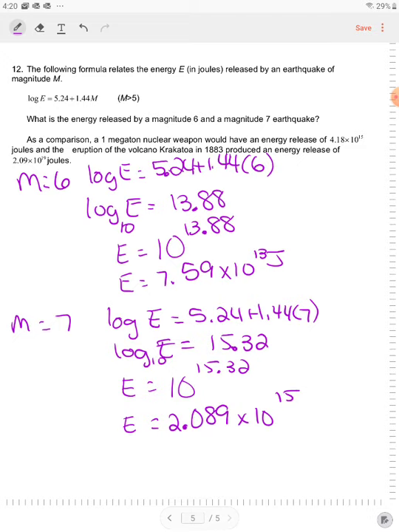So you can see when we're talking about a magnitude for an earthquake, even though the magnitude is a difference of 1, the actual energy it produces goes from 10 to the 13 to 10 to the 15. That's 100 times more.